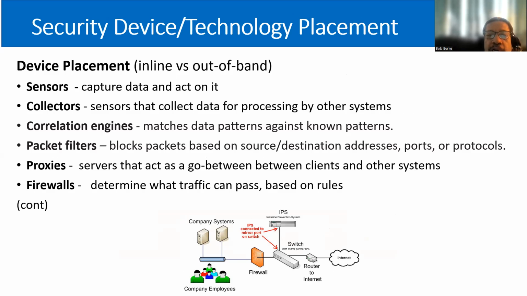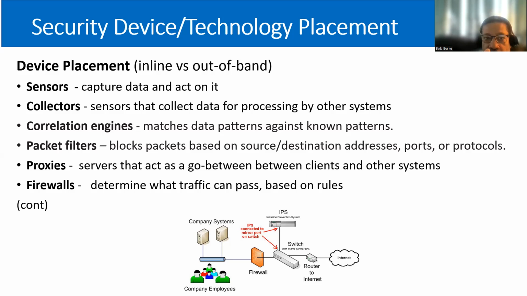Device placement. I'm not going to go through all the examples, but what we really need to focus on is when we have a security device, how and where do we place it? Do we put it inline, which is on the security path, on the network path, so it sees all the data that's coming through, or do we put it out of bound, like the example of the IPS, which is above, which allows it to maybe get a copy of the data and monitor after the fact what's going through.